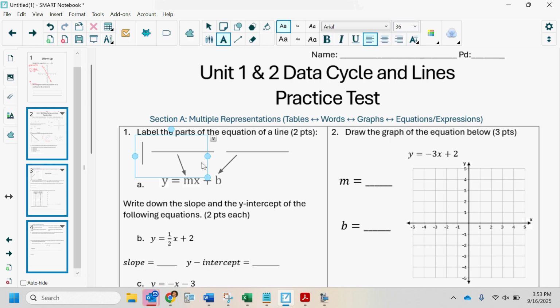So first, we're going to label the different parts of the equation. So we have y equals mx plus b. That is our equation for slope, or for the equation of a line, right? And the m, the number next to the x, is our slope.